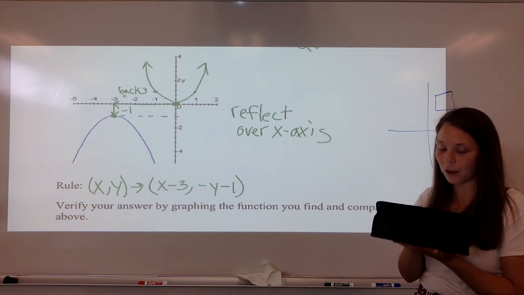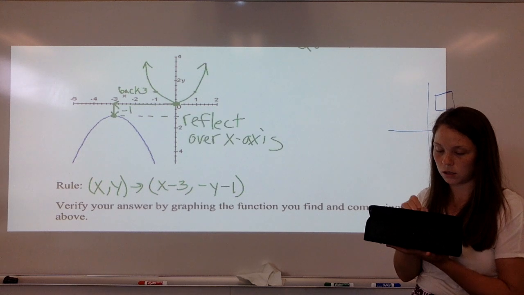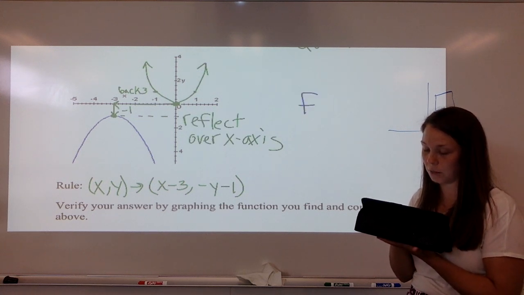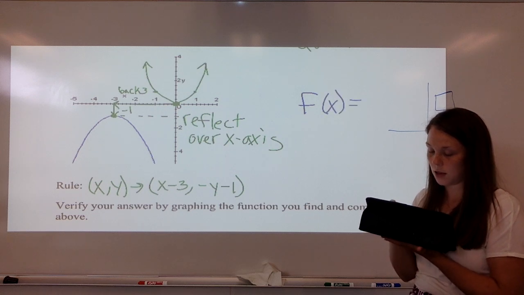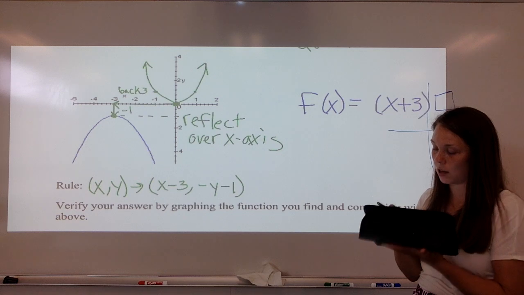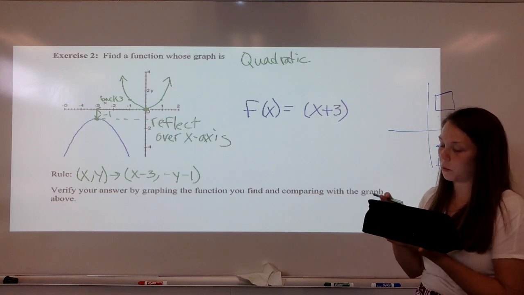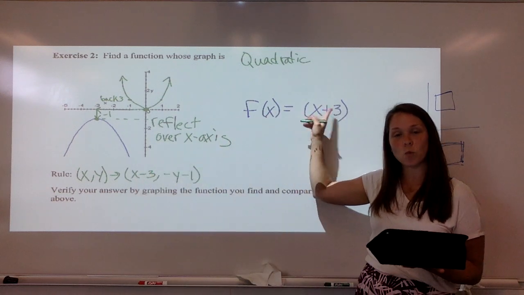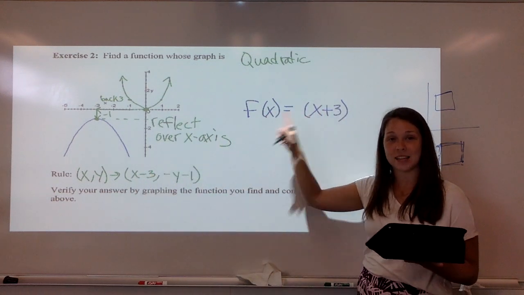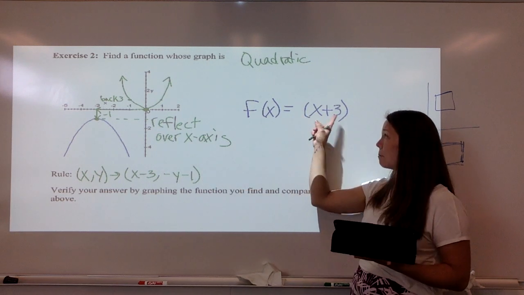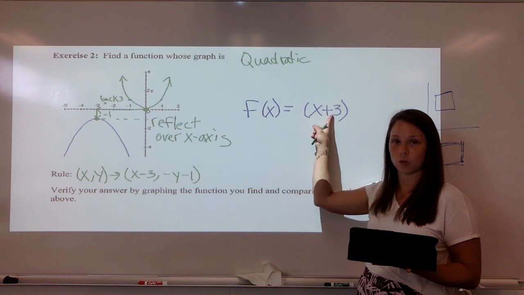So creating my function, let's just give it a name like f of x. I know inside a grouping symbol, it needs to say x plus 3. You might be wondering, well, why x plus 3? Because remember, the rule and what the function reads as are opposite in operations. So I know it went back 3 units, but that means my function is going to say plus 3.